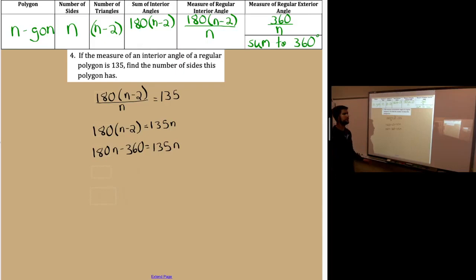Now I'm going to do two steps here. I'm going to take this negative 360, move it over, add it to the right side, but at the same time, I'm going to be subtracting this 135n and bring it over to the left side. So when I do that, I get 45n is equal to 360. Hopefully we saw how we did that, and then simply divide by 45 and we get n equals 8. So if n equals 8, the number of sides of this polygon is 8. What is that called? Use your little chart, see if you can figure it out.